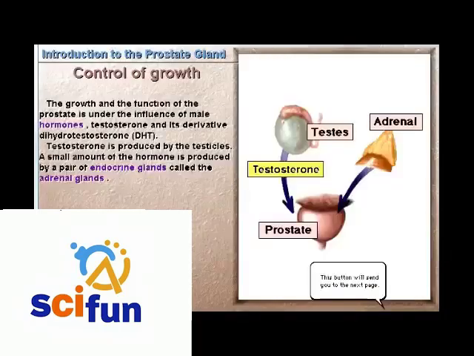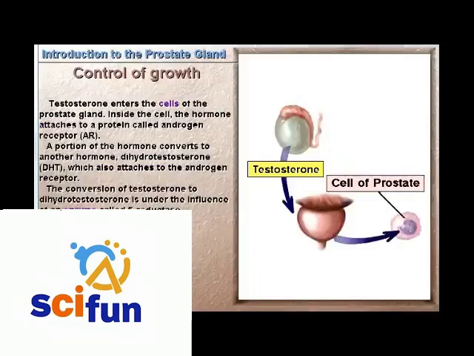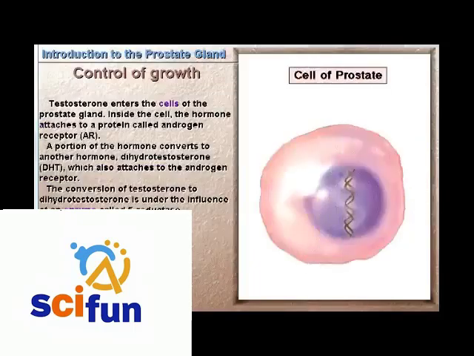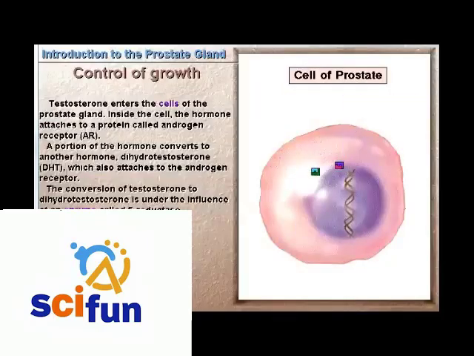Control of growth. The growth and function of the prostate is under the influence of male hormones, testosterone and its derivative dihydrotestosterone, DHT. Testosterone is produced by the testicles. A small amount of the hormone is produced by a pair of endocrine glands called the adrenal glands. Testosterone enters the cells of the prostate gland.